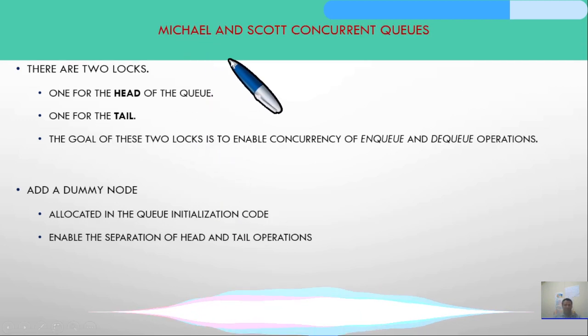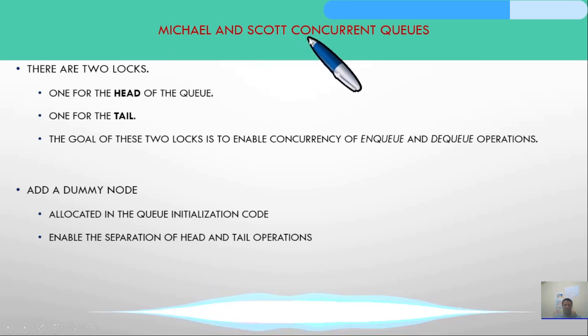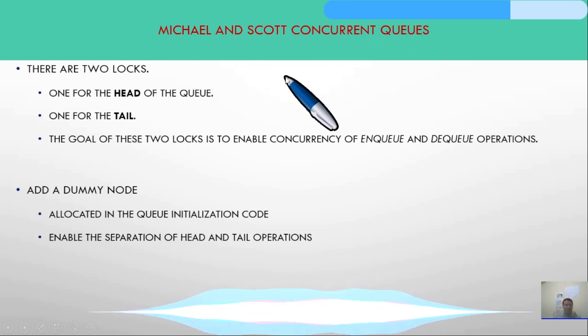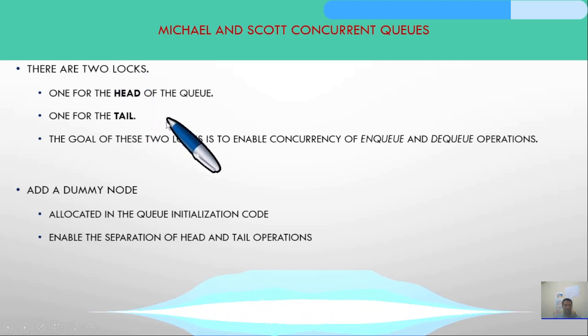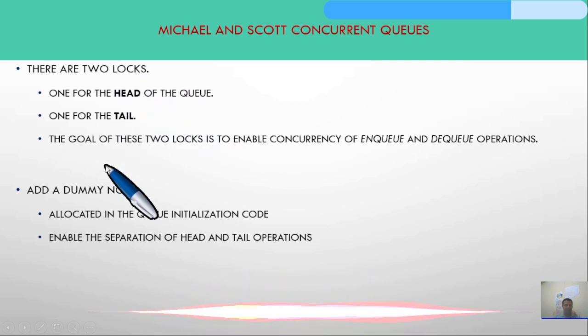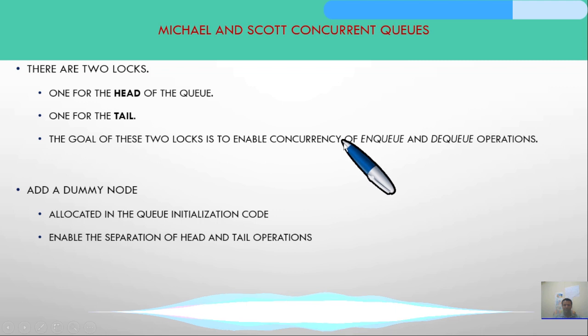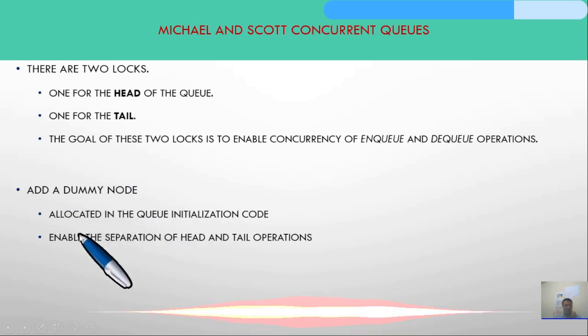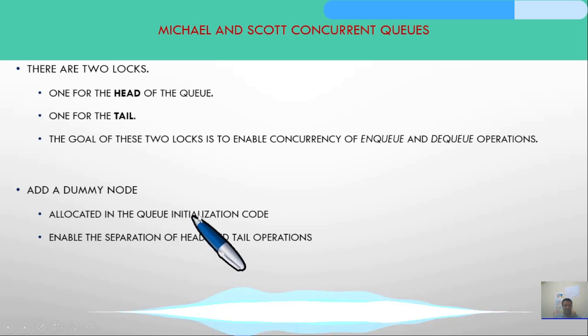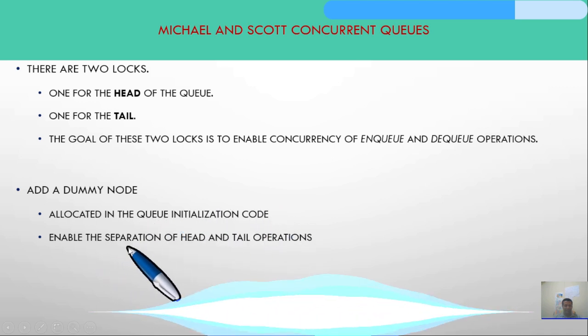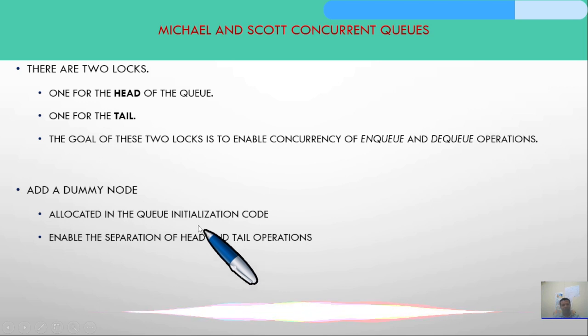And we have the other concept: Michael and Scott concurrent queues. There are two locks, one for the head of the queue and one for the tail. The goal of these two locks is to enable concurrency of enqueue and dequeue operations. A dummy node, allocated in the queue initialization code, enables the separation of head and tail operations.